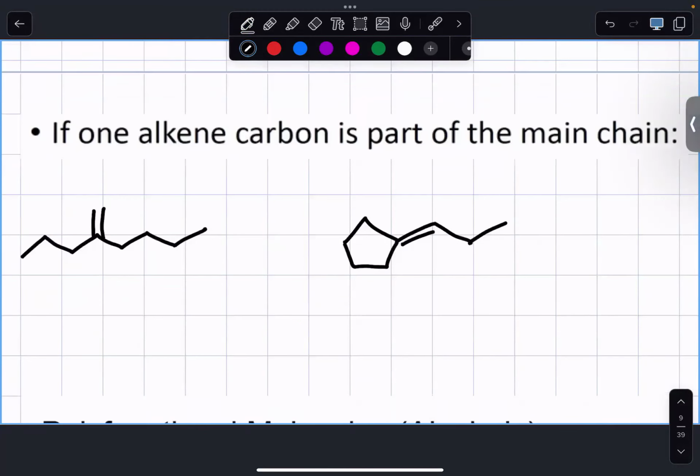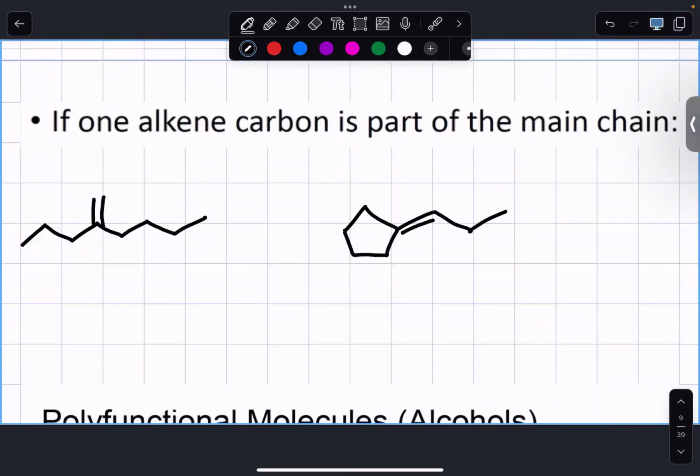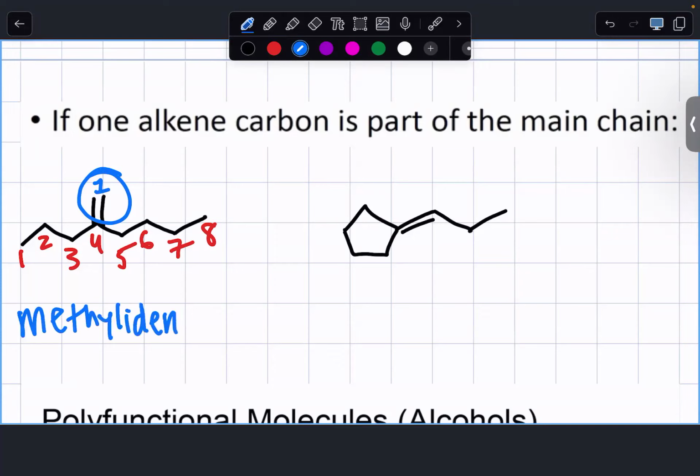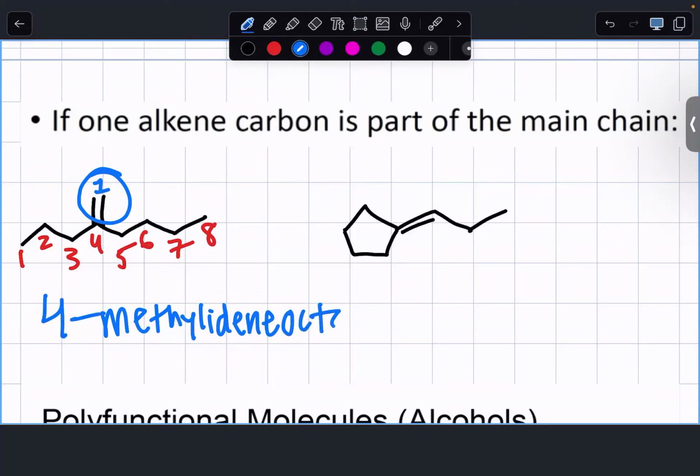Now, here's another case where the alkene is a substituent, but one carbon of the alkene is part of the main chain. So let's say this is the main chain right here, the 1, 2, 3, 4, 5, 6, 7, 8 carbon main chain. And this is the substituent right there on carbon 4 that is one carbon long, and one carbon of that alkene is part of the main chain. So that is going to be methylidene octane, on carbon 4. So 4-methylidene octane.